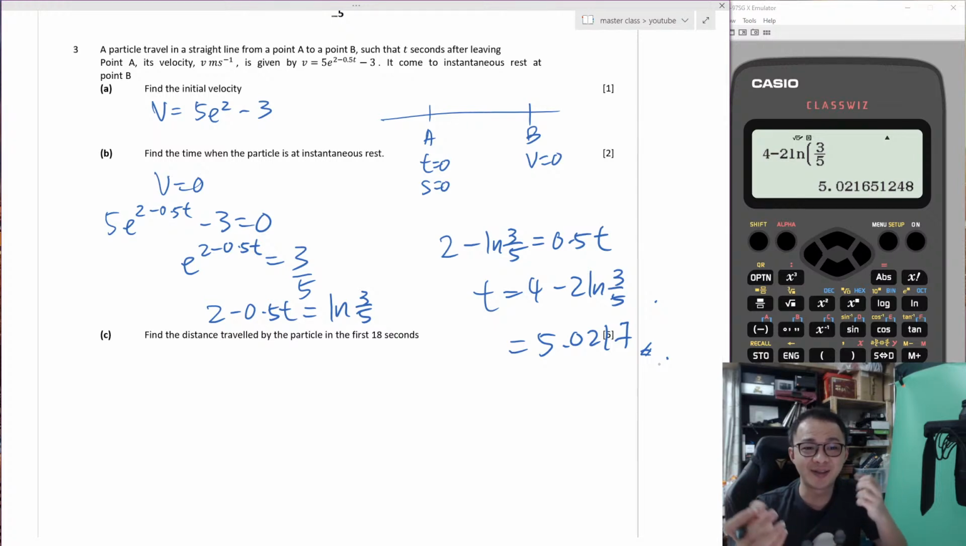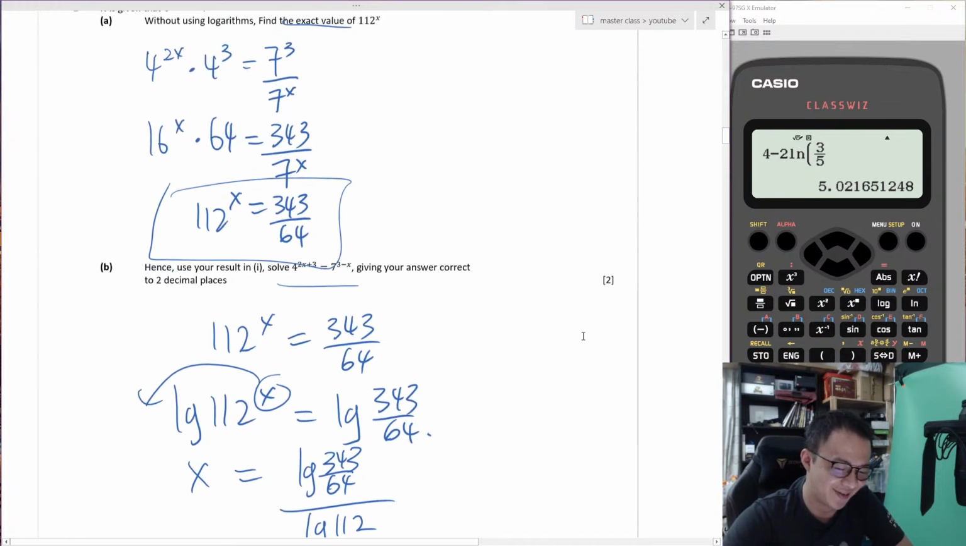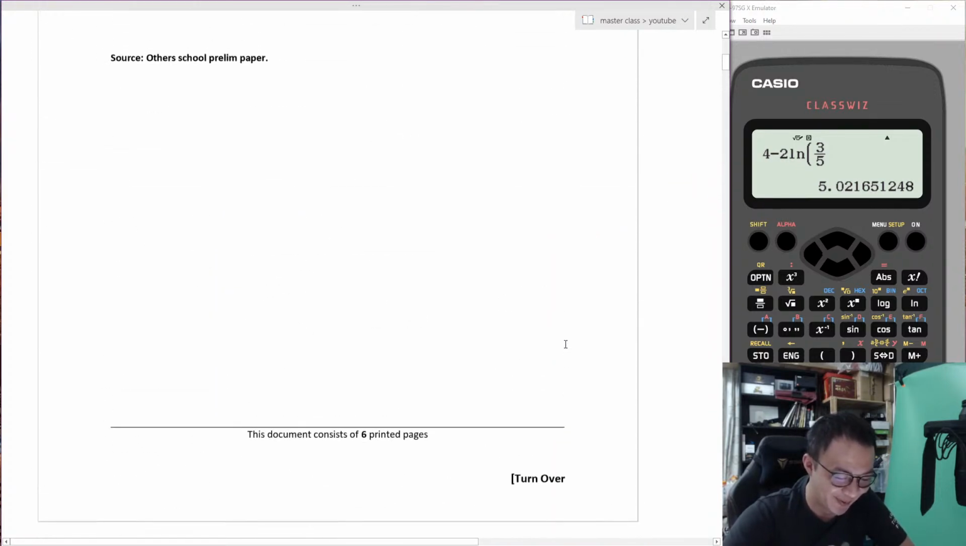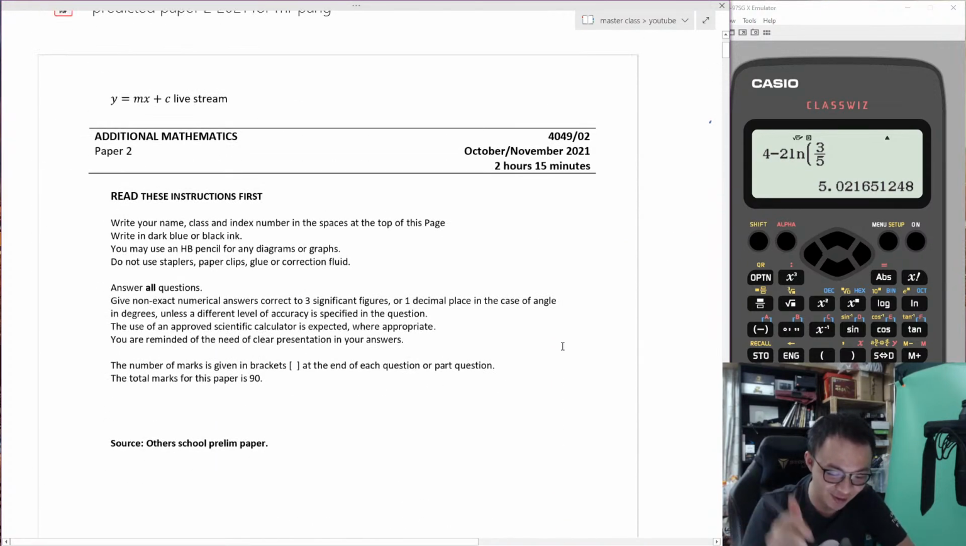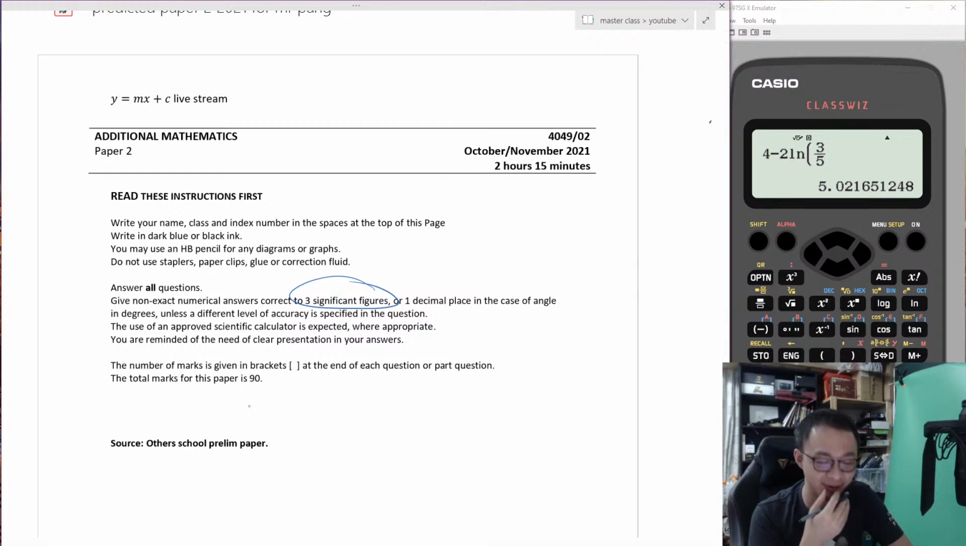Or does the paper say 2 decimal places? Then yes, you just round off to 2 decimal places. Really? I never did a Singapore paper before. I mean, does the question say non-exact correct to 3 significant figures, or 1 decimal place in case it's an angle? Alright, then we do 3 significant figures, but it doesn't say 2 decimal places, but I see a lot of you say 2 decimal places. Where do you see it, or did your teacher tell you secretly?